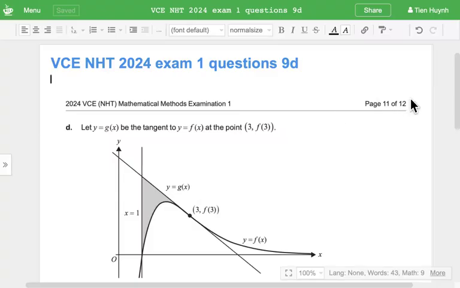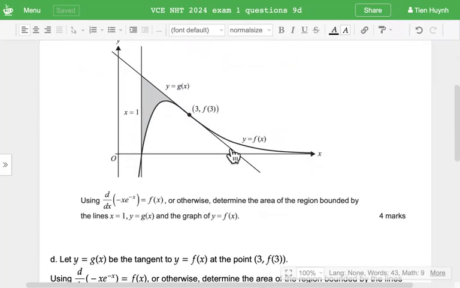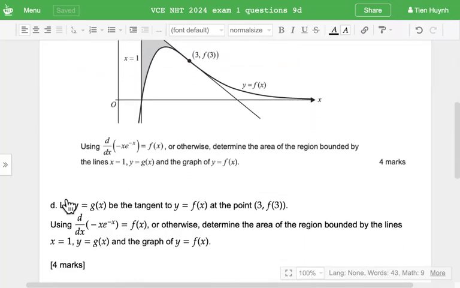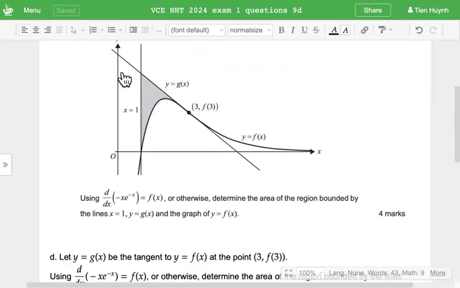Hello everyone, welcome. So this is the guided solution of the VCE NHT 2024 Exam 1, question 9D. So let us read the question. I extract the information from the question here and this is the graph.